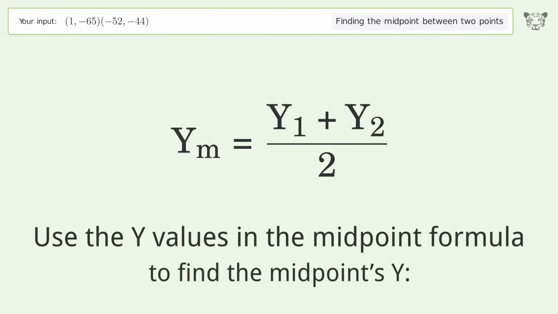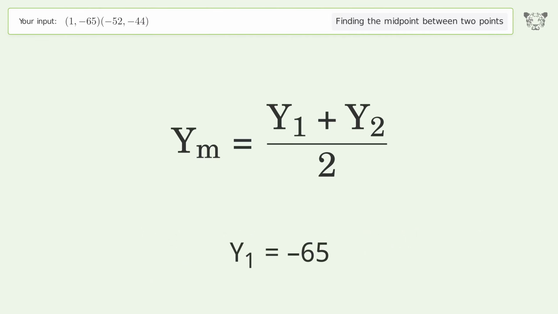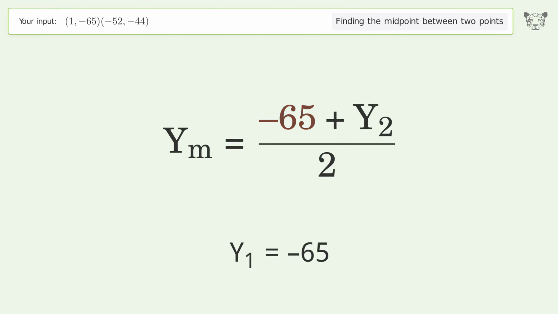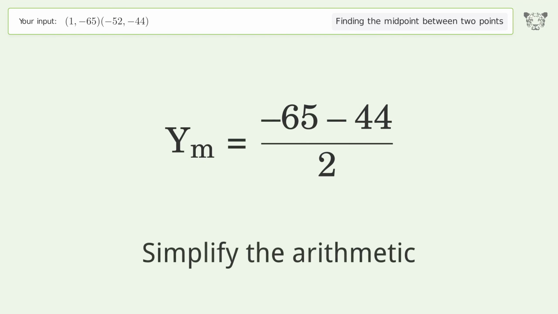Use the y values in the midpoint formula to find the midpoint's y. y1 equals -65. y2 equals -44. Simplify the arithmetic.